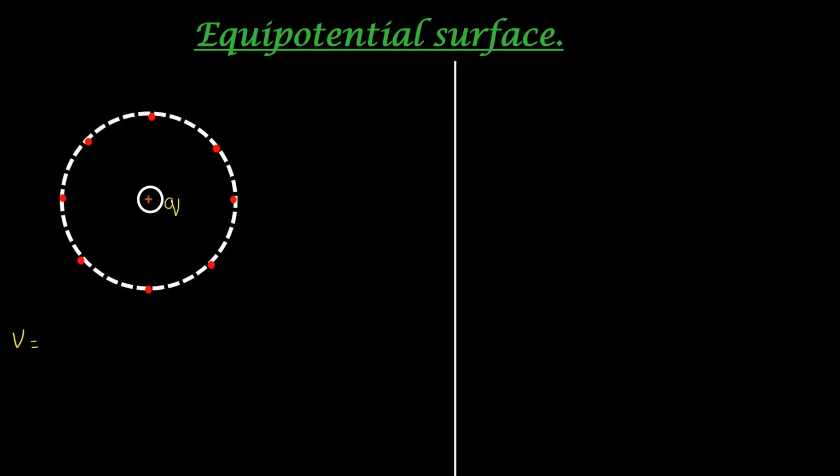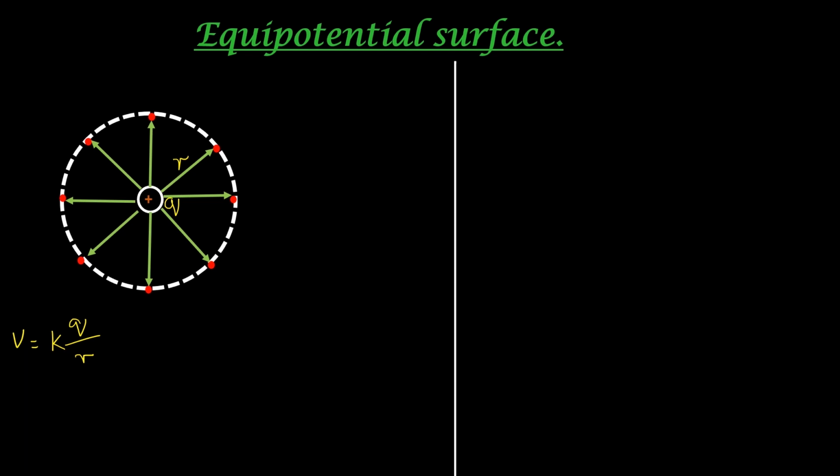What will be the magnitude of the electric potential on these points on the surface? Potential is equal to kq by r. r is the distance of the point from the charge. k is a constant, and for the given charge, q is constant. As per the diagram, all the points on the surface are at equal distance from the charge. So r also is constant. So potential on all points on this surface is the same. So this surface is an equipotential surface.